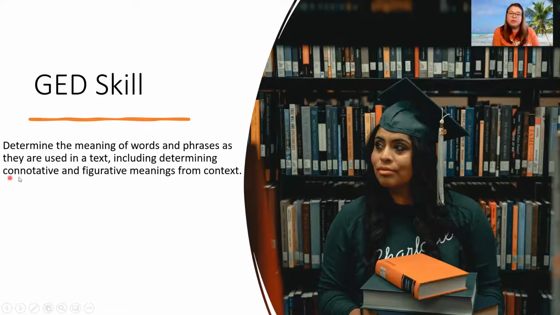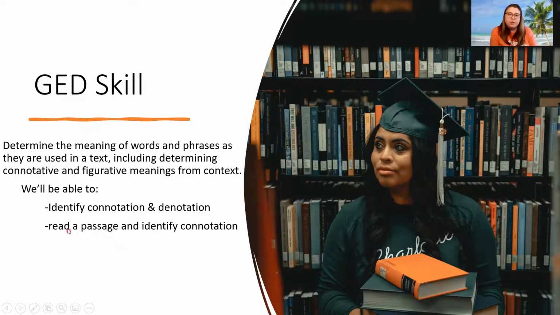Today, we're primarily going to be working with this idea of determining connotative meaning. So by the end of the lesson today, we're going to be able to do 2 things. We are going to be able to identify the differences between connotation and denotation. And we're going to be able to read a passage and identify the connotation that is used inside of that passage.